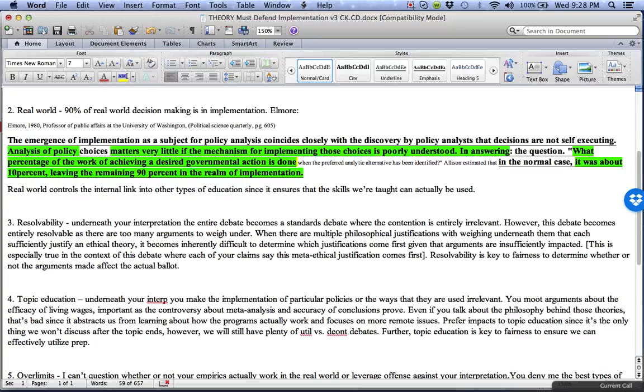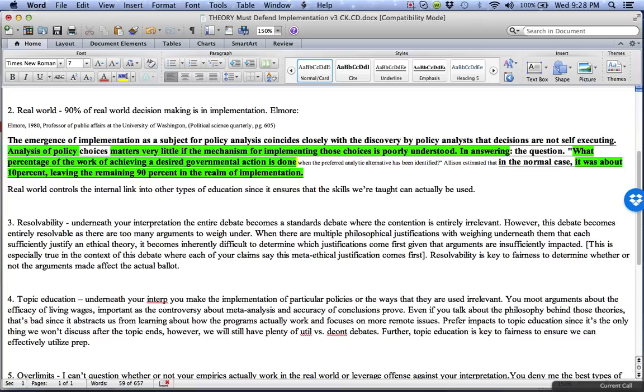Third standard is resolvability. Underneath your interpretation, the entire debate becomes a standards debate where the contention is entirely irrelevant. However, this debate becomes entirely irresolvable as there are too many arguments to weigh under. When there are multiple philosophical justifications with weighing underneath them, that each sufficiently justify an ethical theory, it becomes inherently difficult to determine which justification comes first. That arguments are insufficiently impacted. This is especially true in the context of this debate where each of your claims on the contention level independently link back to your burden structure. We don't know which one comes first. We don't know what happens if I'm turning one of them and you're winning the other one. There's no inherent weighing mechanism, the way it would be on a useful debate. Resolvability is key to fairness because it determines whether or not arguments affect the ballot.